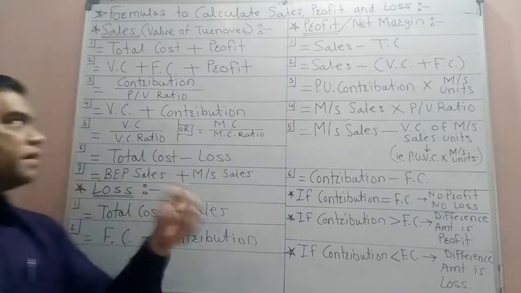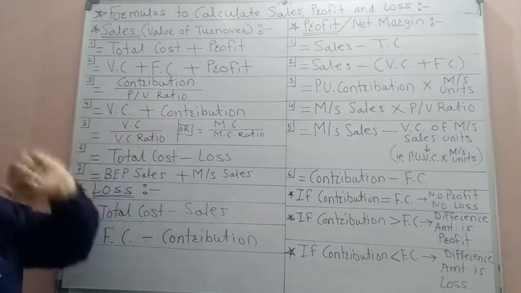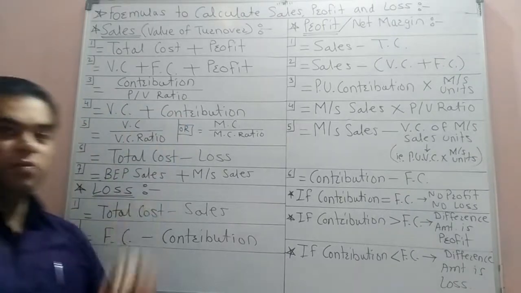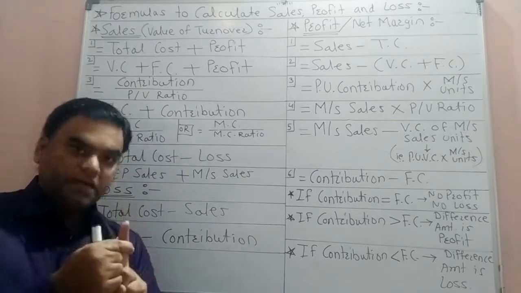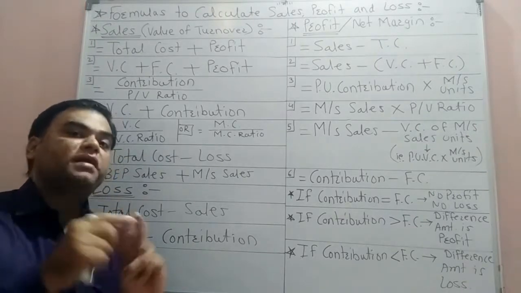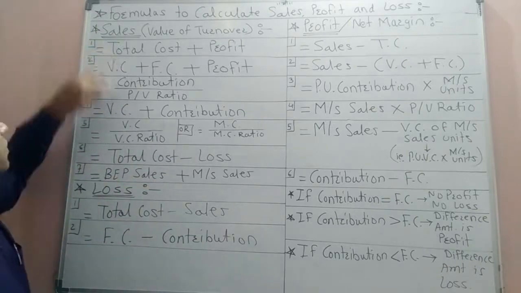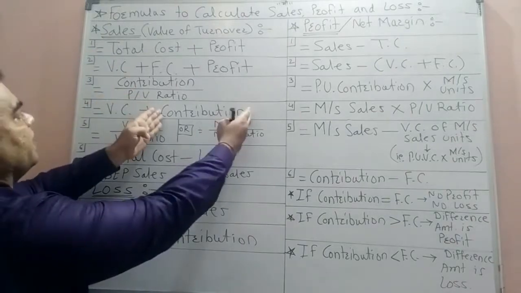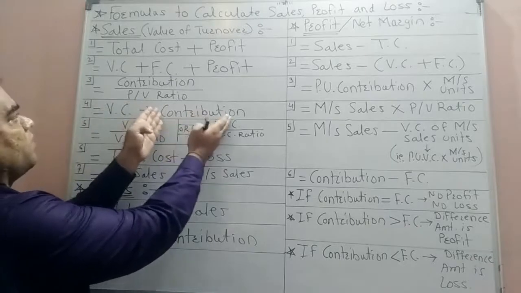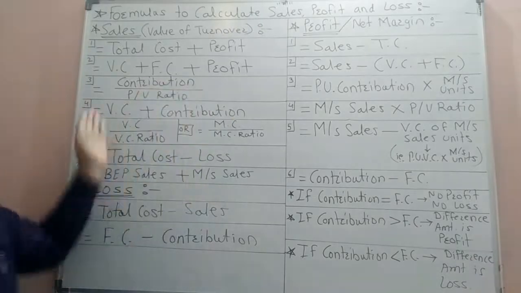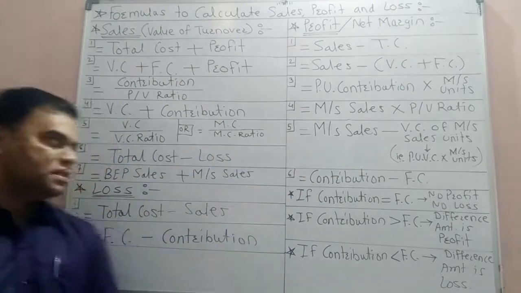Next, sales is equal to variable cost plus contribution. As we know, contribution means the sum of fixed cost and profit. Fixed cost and profit are collectively known as contribution. That's why variable cost plus contribution, that is fixed cost and profit, is sales. That's why this formula works: variable cost plus contribution is equal to sales.